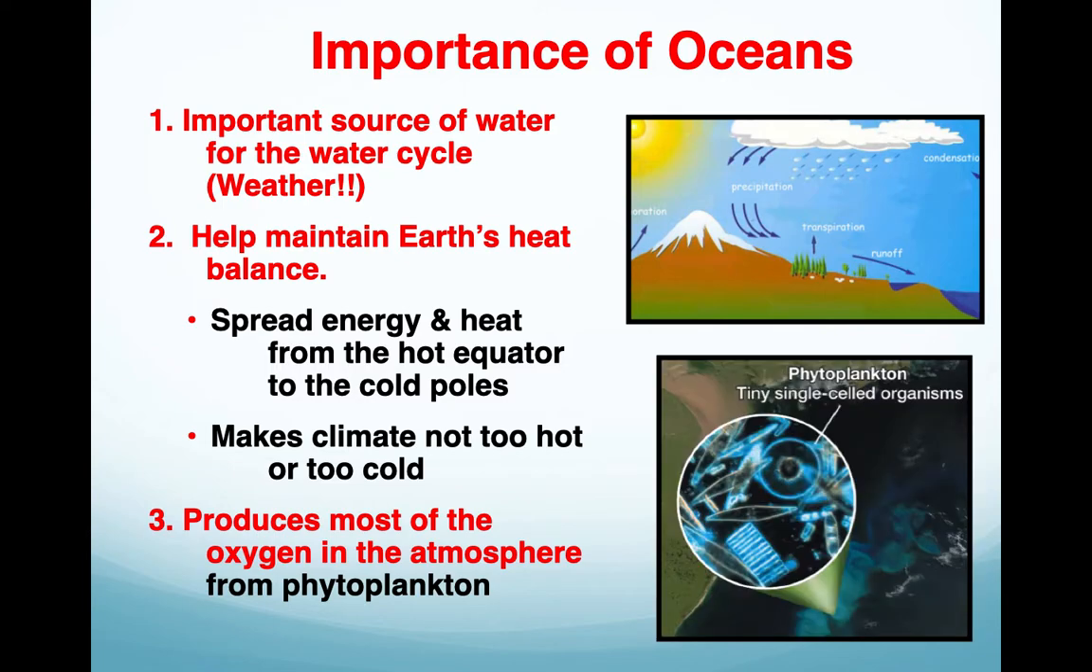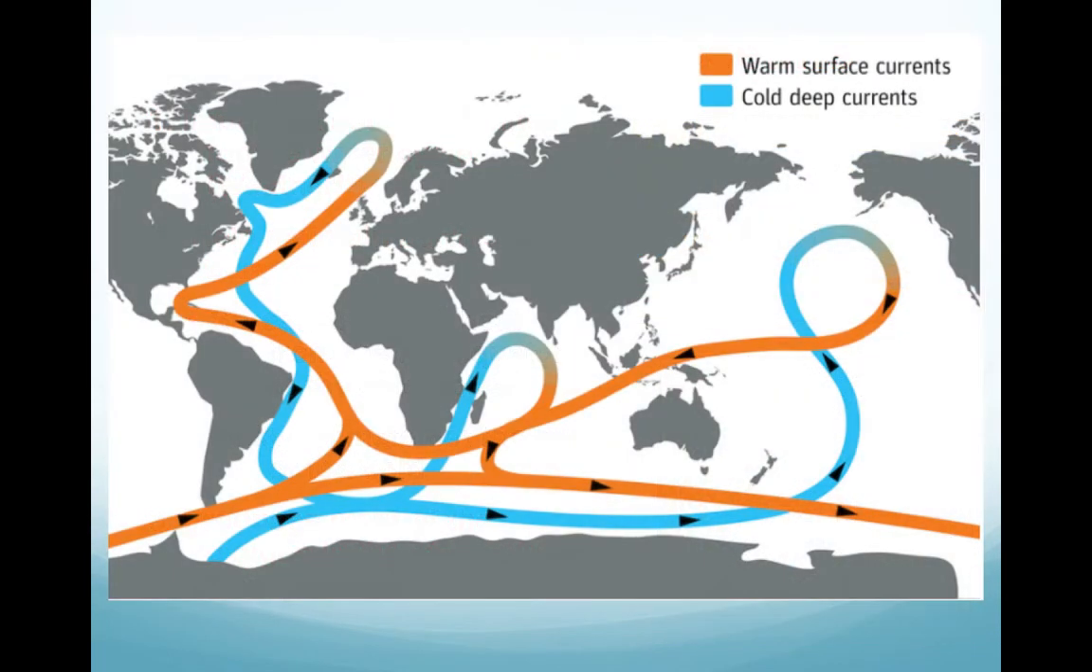Something we don't often think about is that the oceans actually produce most of the oxygen in the atmosphere. So when you're breathing in oxygen, most of that actually comes from the ocean. Inside the ocean, we have these really tiny single-celled organisms called phytoplankton that produce oxygen. If they were not there, we would not have oxygen.